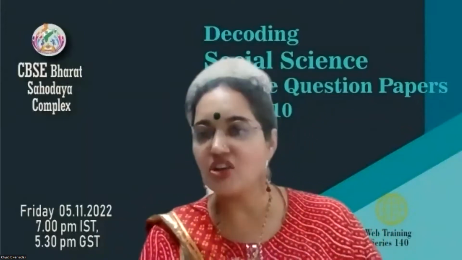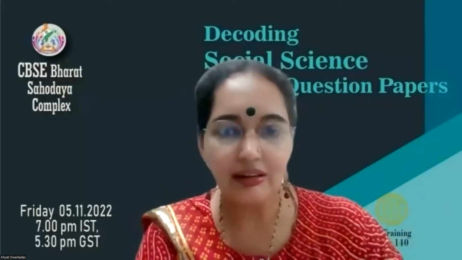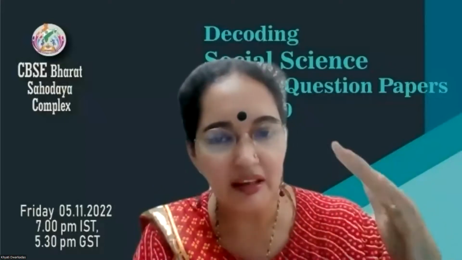Anything in the Bloom's taxonomy, like somebody was asking in the chat, put each question with the Bloom's taxonomy. So anything in the Bloom's taxonomy which is above understanding level. Recall and understanding are the lower levels. Anything in the Bloom's taxonomy which is above that will go for competency-based.